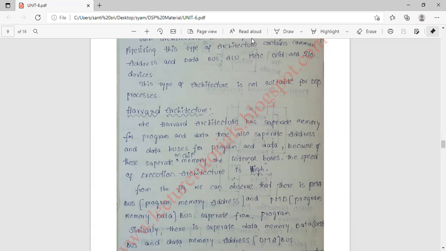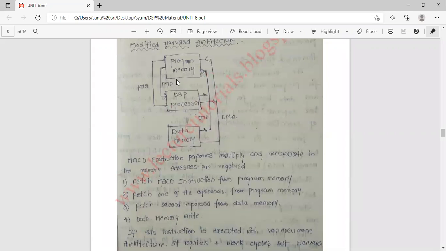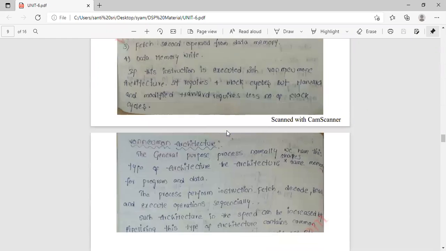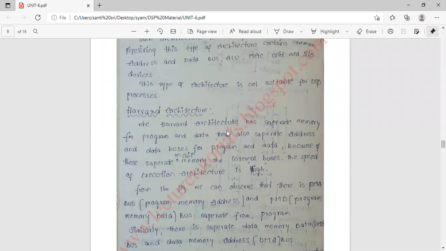From the figure we can observe that there is a PMA, program memory address bus, and a PMD, program memory data bus. So this is the figure. PMA is the program memory address, PMD is the program memory data. These two are separated from the data buses.